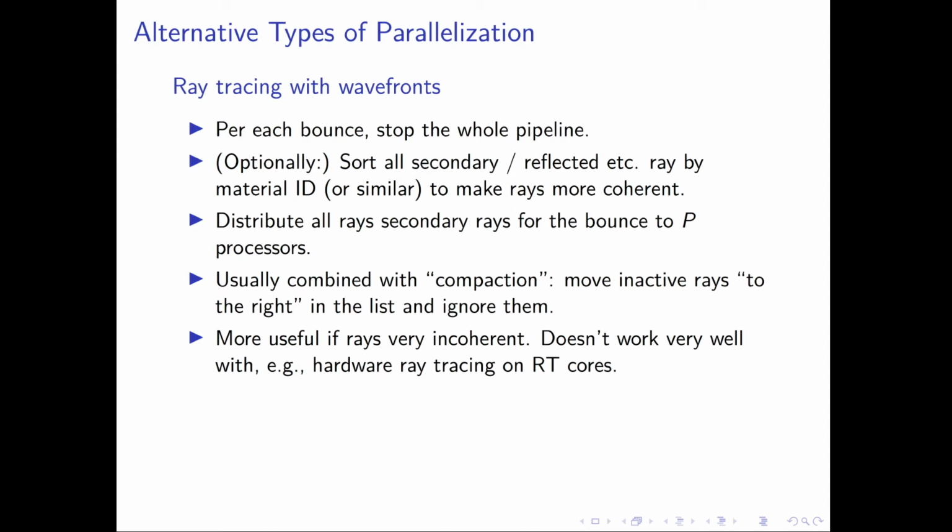So wavefront ray tracers are usually used when the workloads are quite divergent, like in a path tracer where we know that we perform many bounces. And wavefront ray tracing, of course, has a lot of overhead. Per bounce, we have to stop the whole pipeline, and that causes a lot of synchronization overhead. Sorting, of course, is optional, but can actually help a bit. But this depends on how complicated your materials are. When you have very simple materials, then your mileage may vary. And it's really undecided, in my opinion, if sorting helps that much or not in this case.